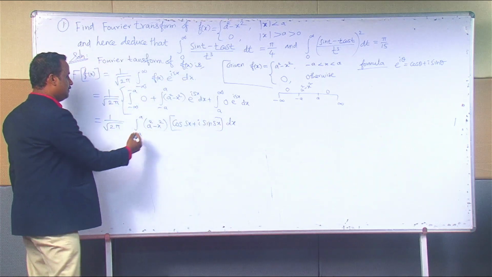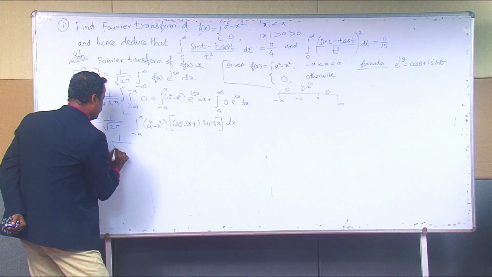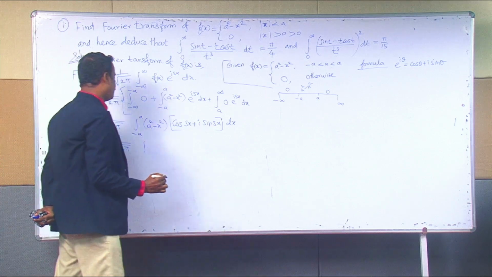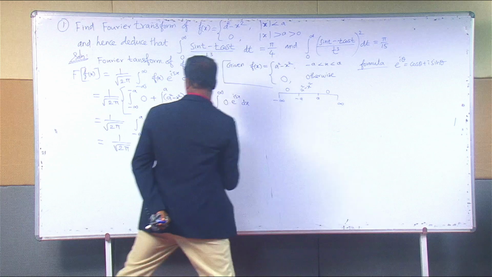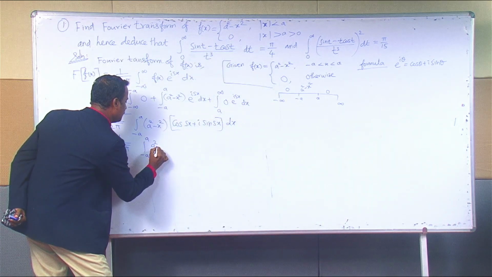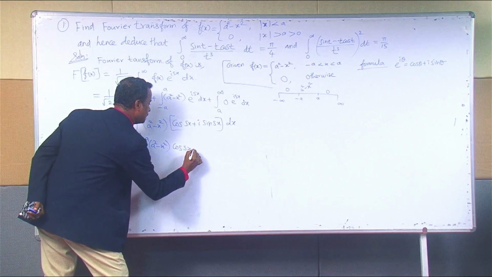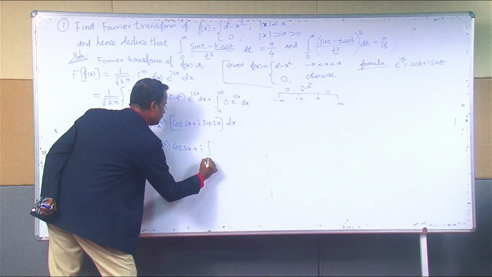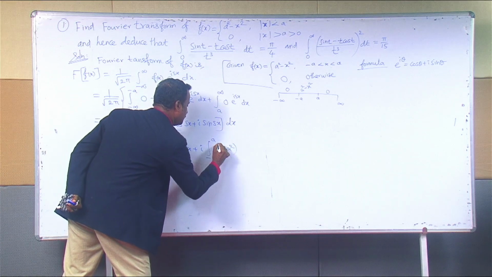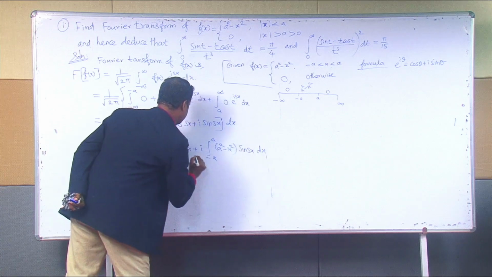Now we can split the integral, that means 1 divided by root of 2 pi, integral minus a to plus a of a square minus x square into cos sx, plus i into integral minus a to plus a of a square minus x square into sin sx dx.